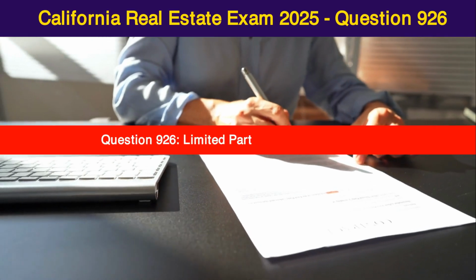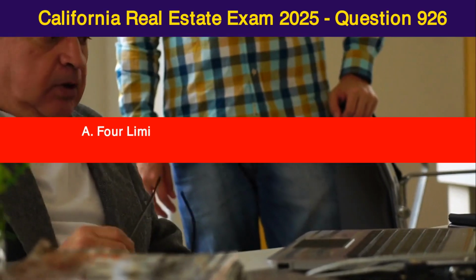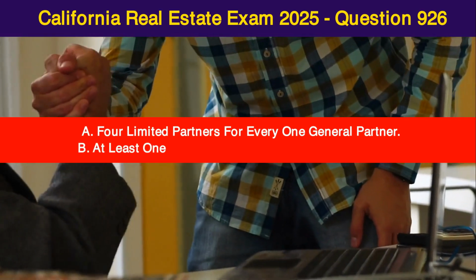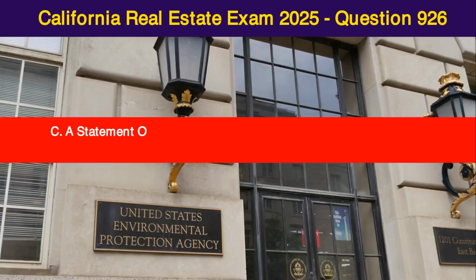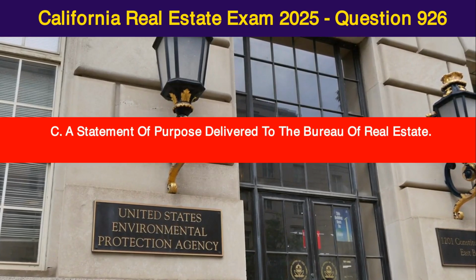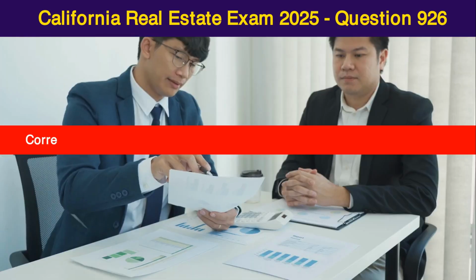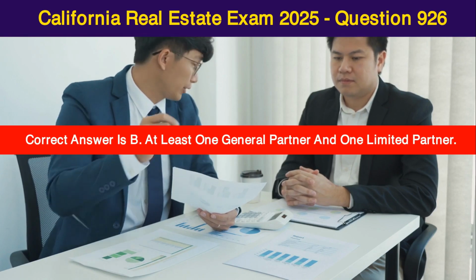Question 926. Limited partnerships must include: A. 4 limited partners for every one general partner. B. At least one general partner and one limited partner. C. A statement of purpose delivered to the Bureau of Real Estate. D. None of the above. Correct answer is B. At least one general partner and one limited partner.